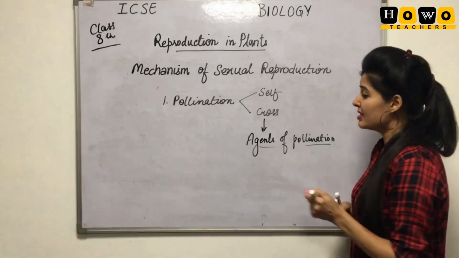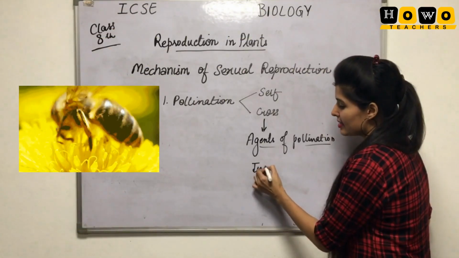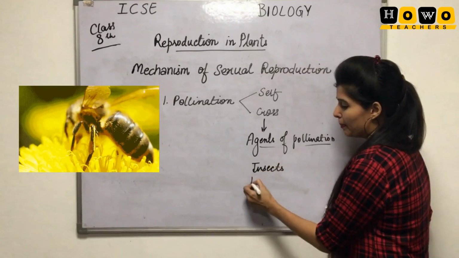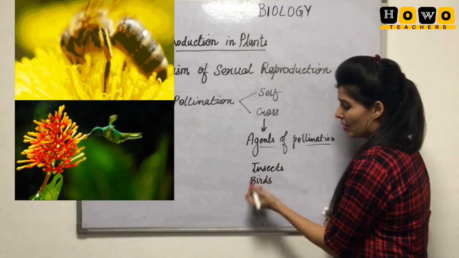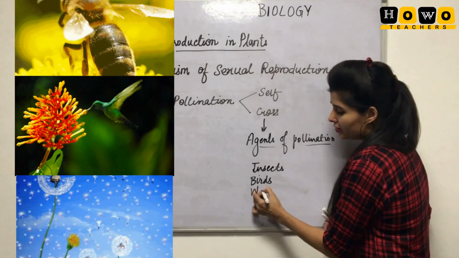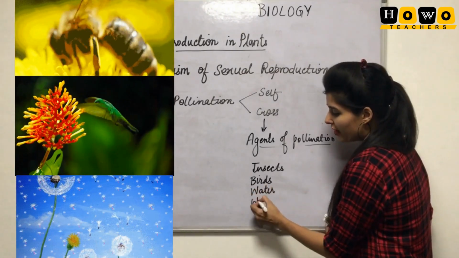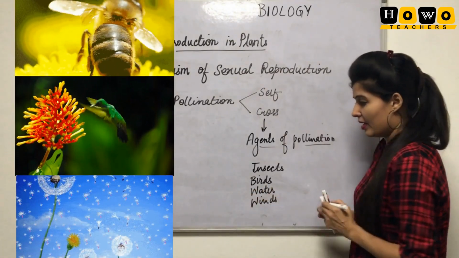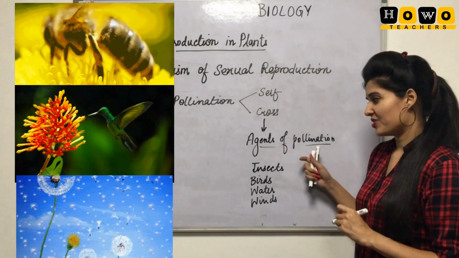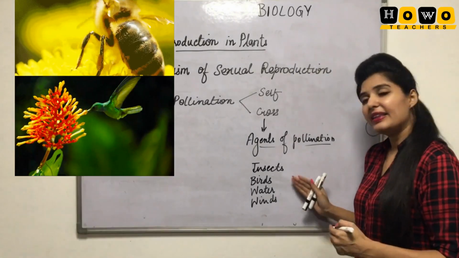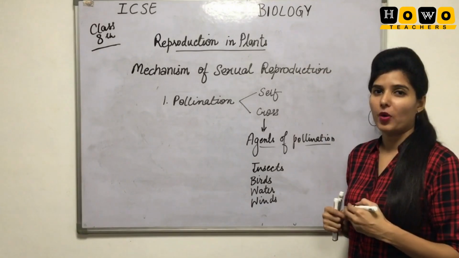These agents can be insects, birds, water or wind. Some examples of agents I have given here. These help in the transfer of pollen grains.